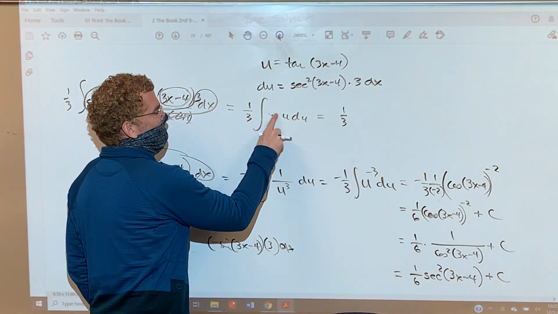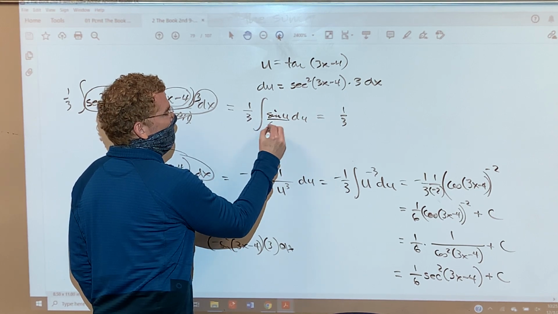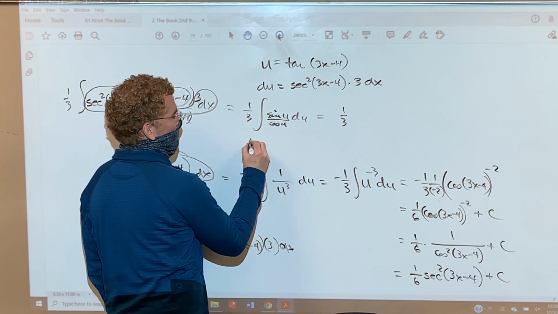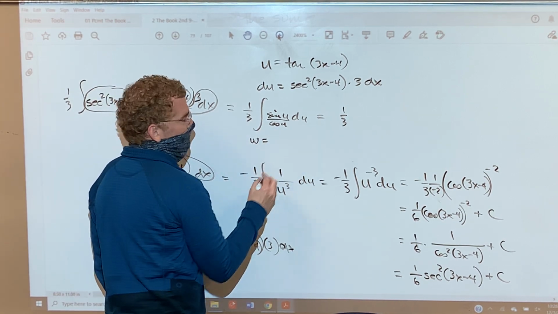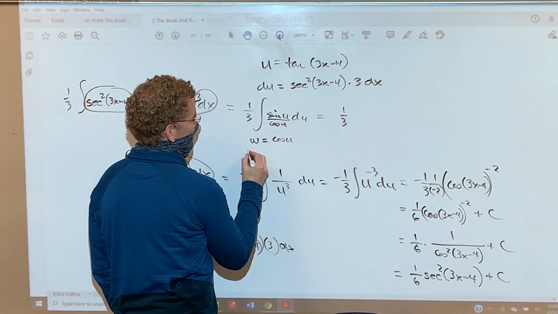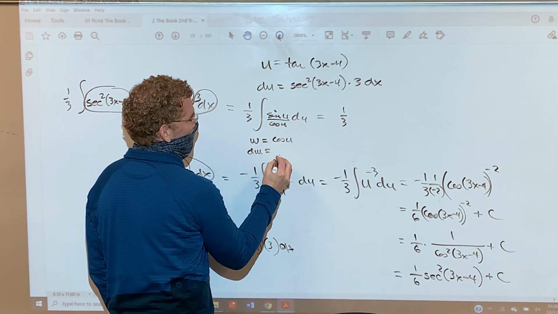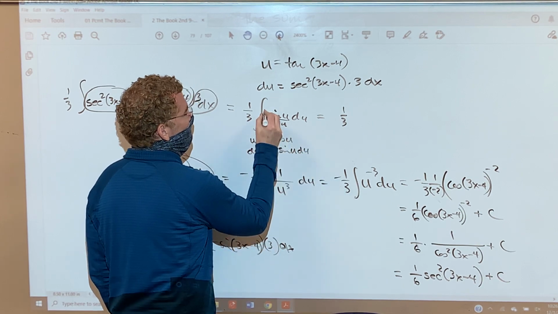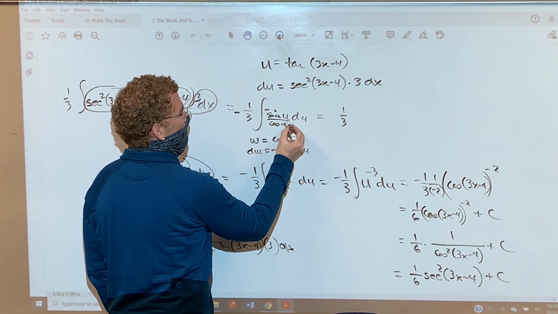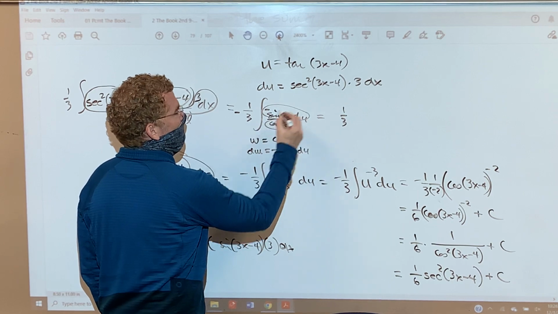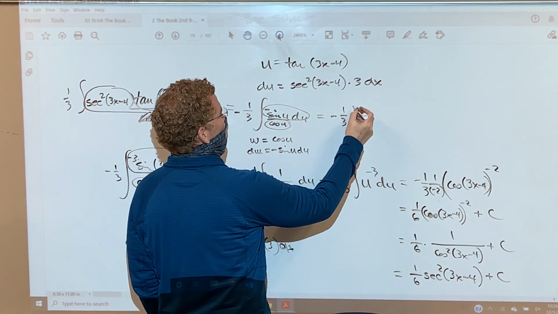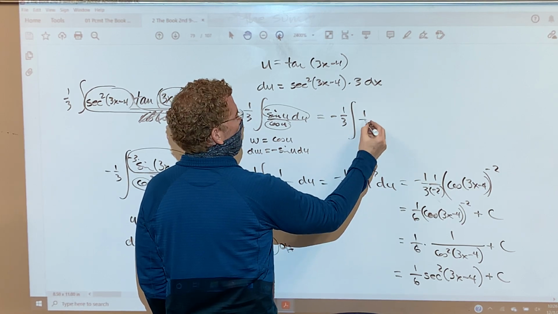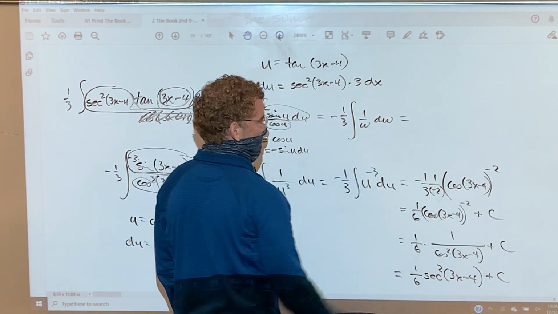Isn't tan u the same as sine u over cosine u? Yeah. So couldn't you do a w substitution here? Say if w is cosine u, then dw is what? Negative sine u du? So w dw. So negative 1/3. See, that seems like a big one for us.